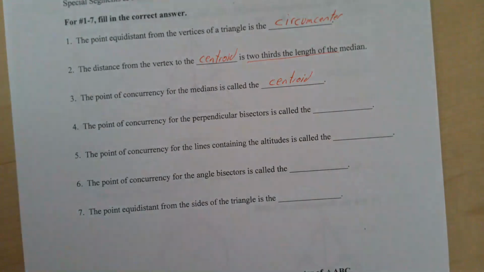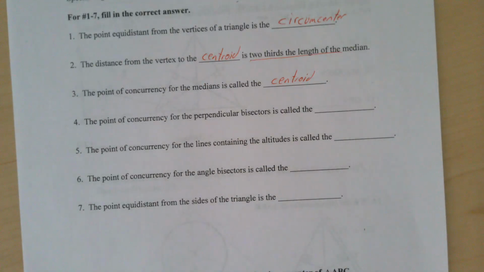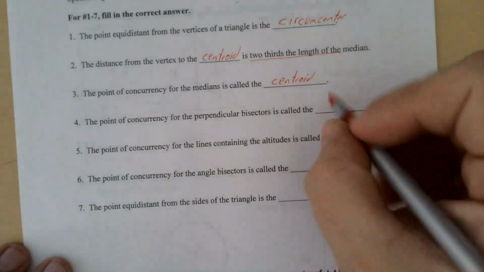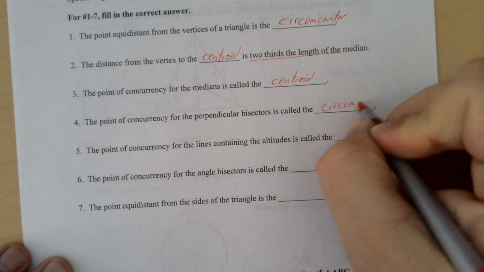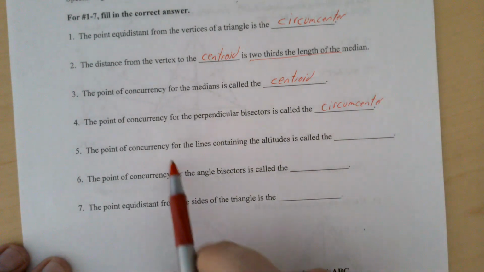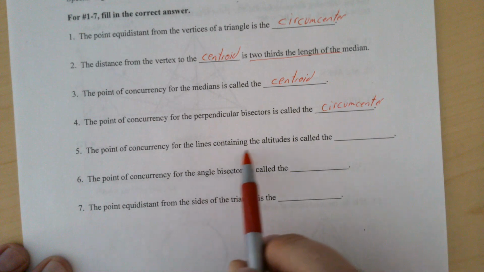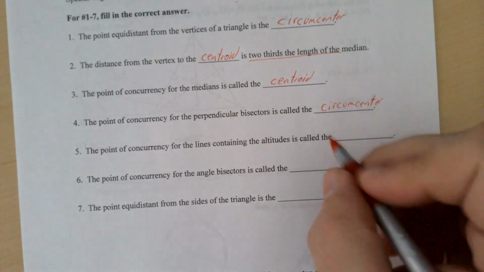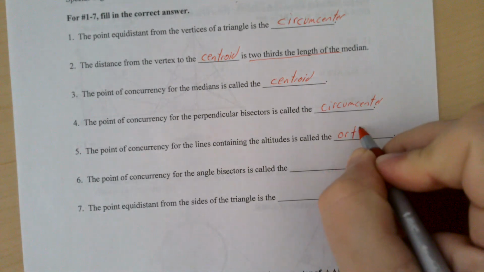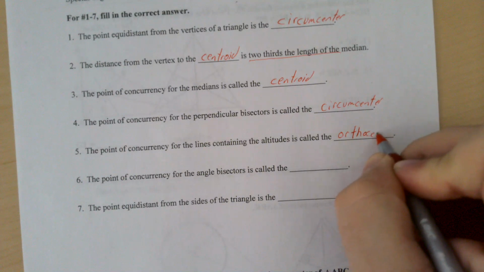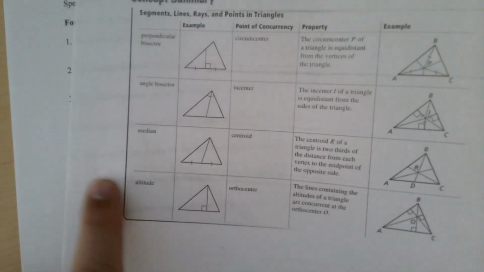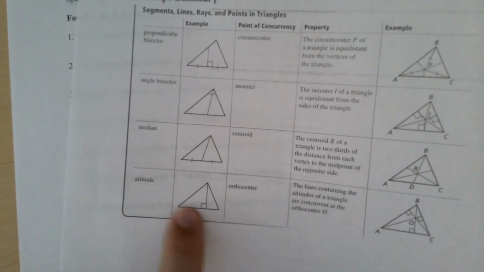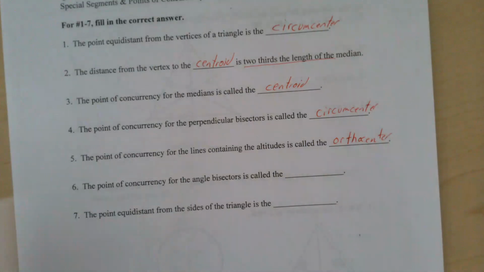You read right here, the first one talks about perpendicular bisectors. You find all 3 for each side of your triangle, and that is a circumcenter. Okay. Point of concurrency for the lines containing the altitudes. So with altitudes, that's the last one, and that is called an orthocenter. So again, if you read anything about an altitude, you will select orthocenter. I see that right there. It's altitude. It is the orthocenter. You're finding all 3 to find the orthocenter.